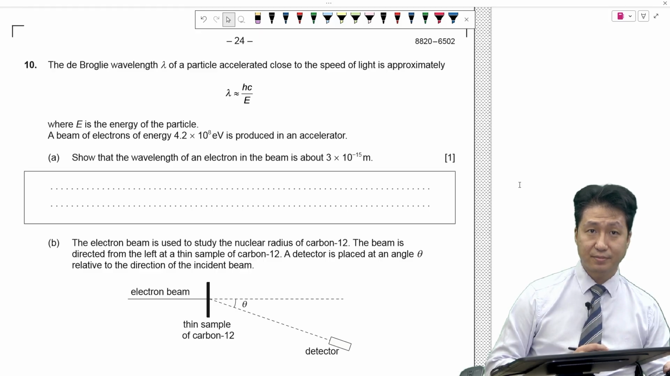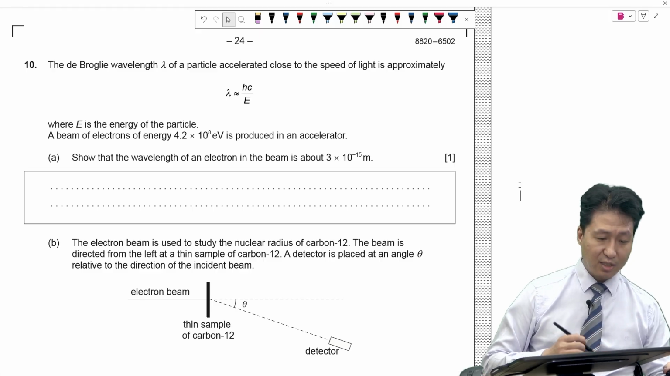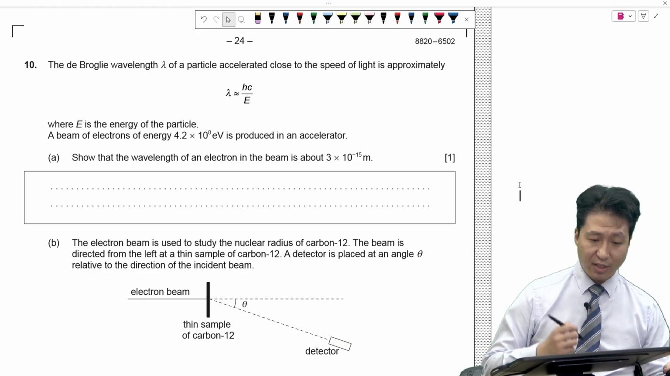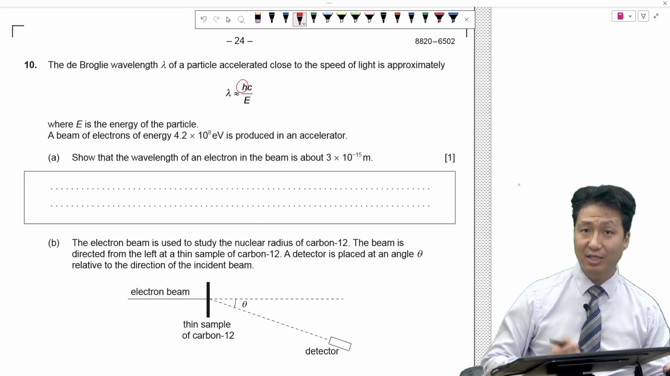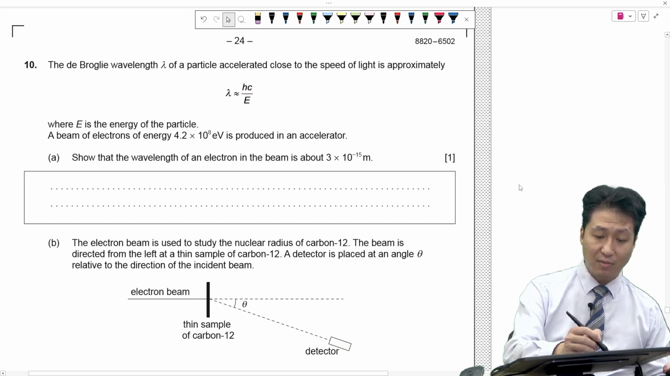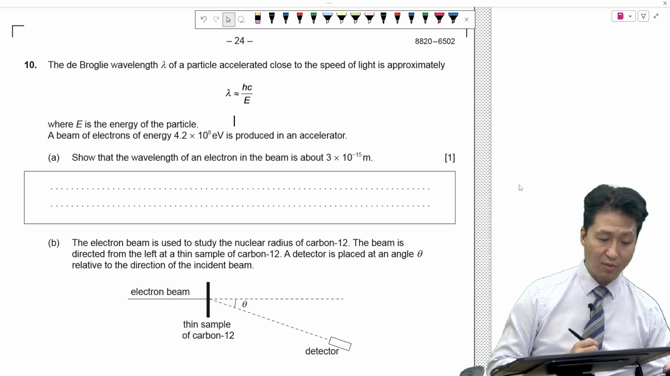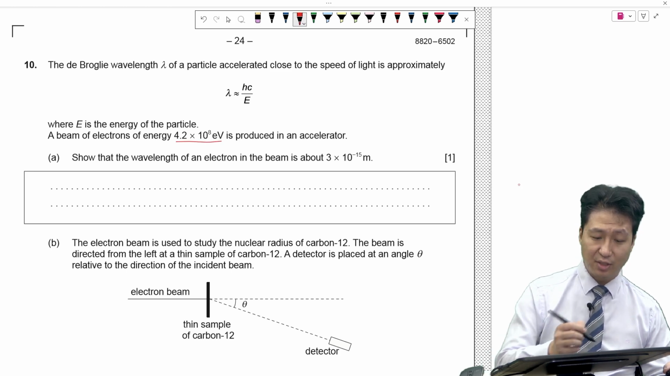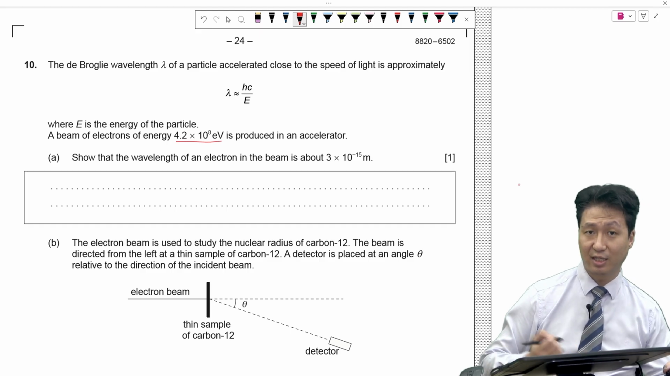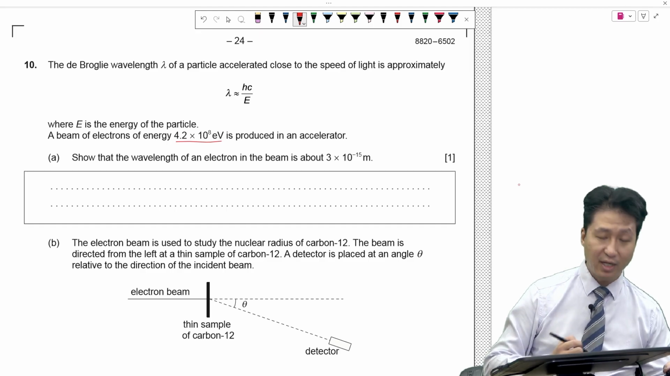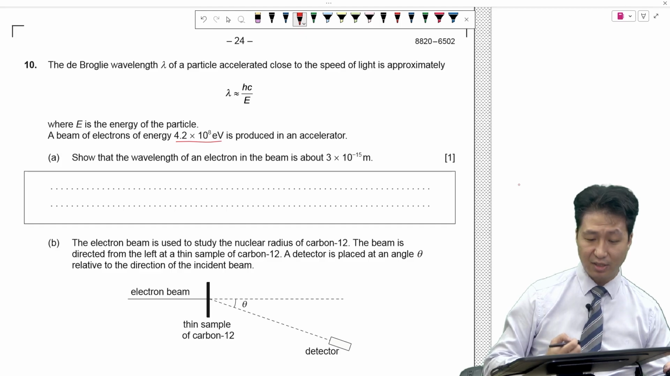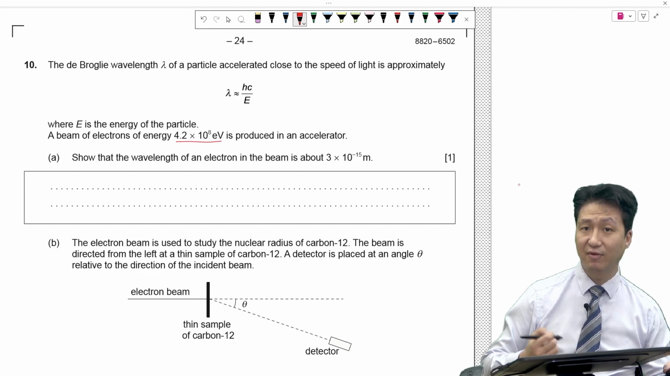Question number 10. The de Broglie wavelength lambda of a particle accelerated close to the speed of light is approximately Planck constant times the speed of light divided by the energy, where E is the energy of the particle. A beam of electrons of energy 4.2 times 10 to the 8th electron volts is produced in an accelerator. Part A, show that the wavelength of the electron in the beam is about 3 times 10 to the negative 15 meters.